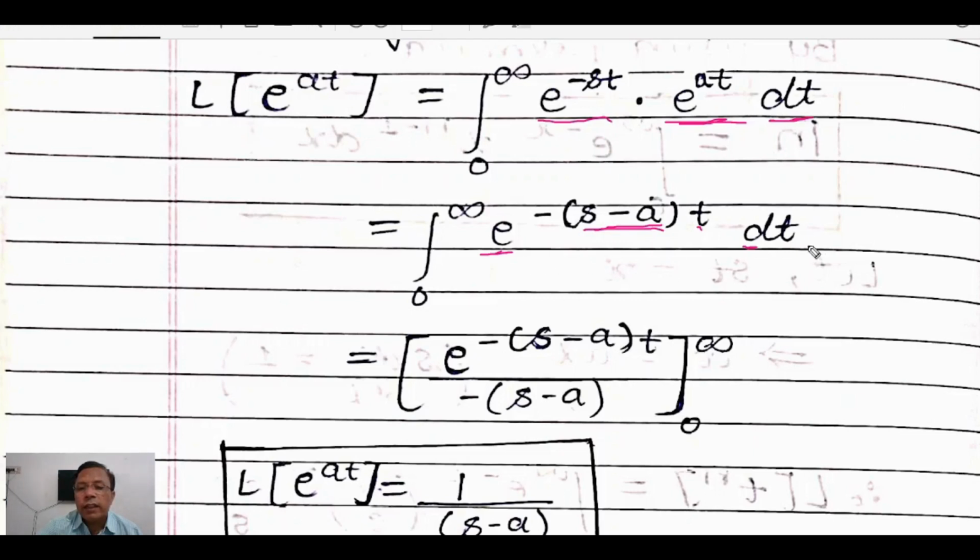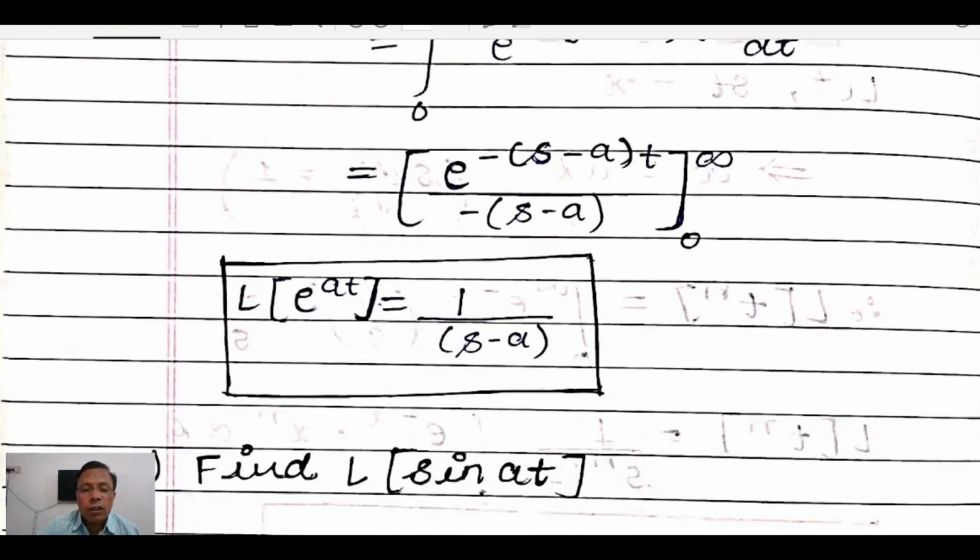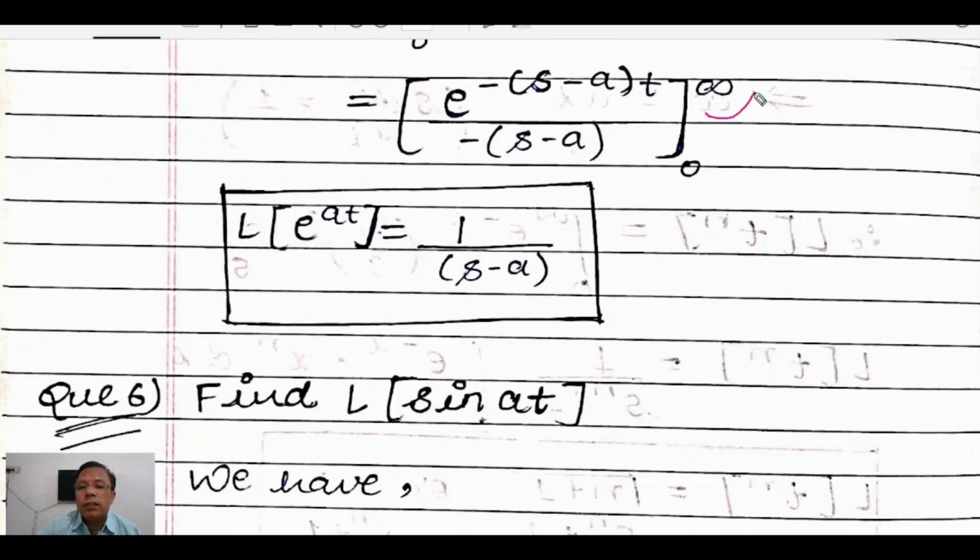So on integrating this value, we have e power minus (s minus a) into t upon minus (s minus a) with limit 0 to infinity. On simplifying the value of this, we have Laplace of e power at equal to 1 upon s minus a.